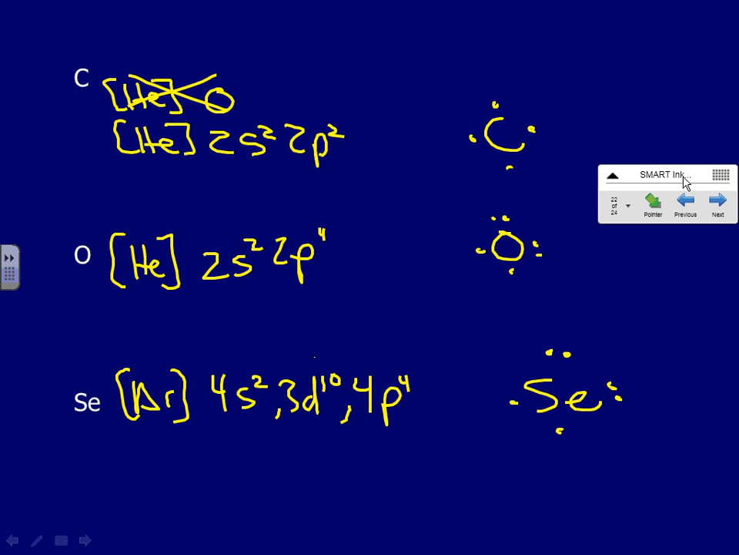Okay? So even though we're dealing with these guys down in here, we can still draw a Lewis diagram. We just ignore these guys in there because they're full and they're stable. They're not going to be interacting with anything anyway. Okay.